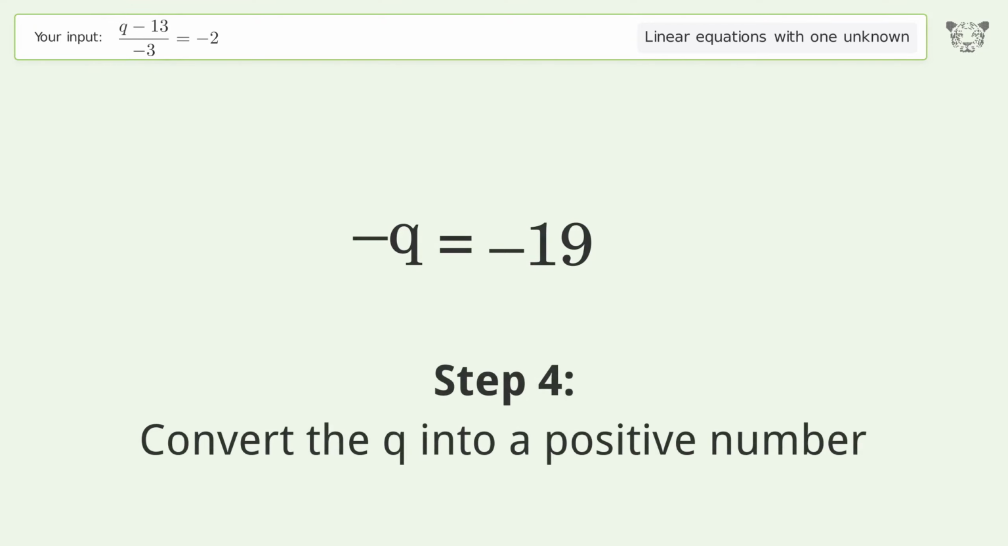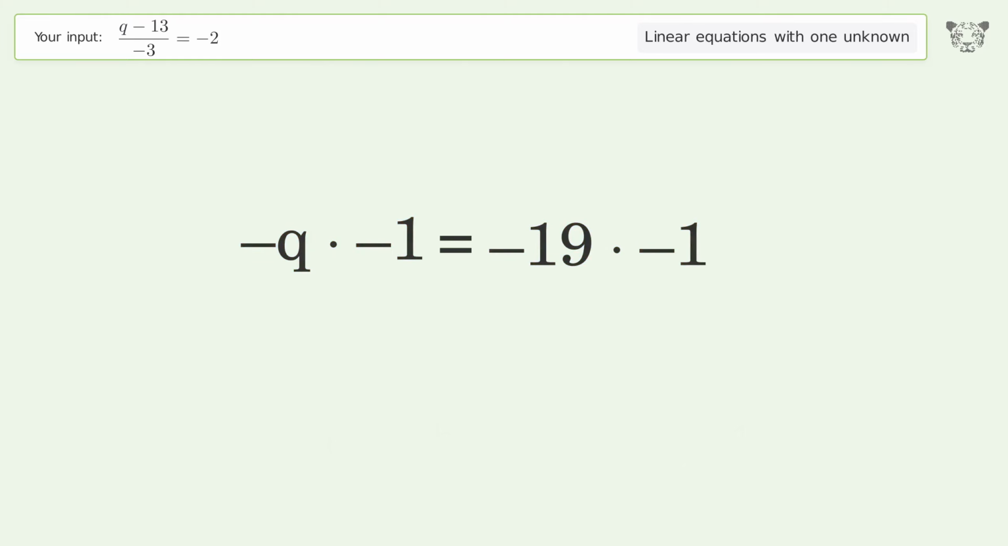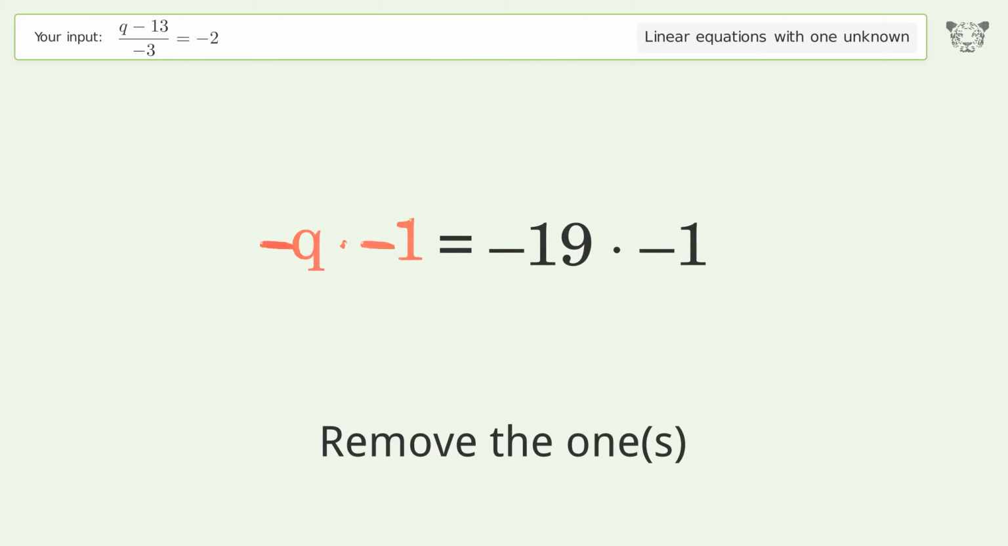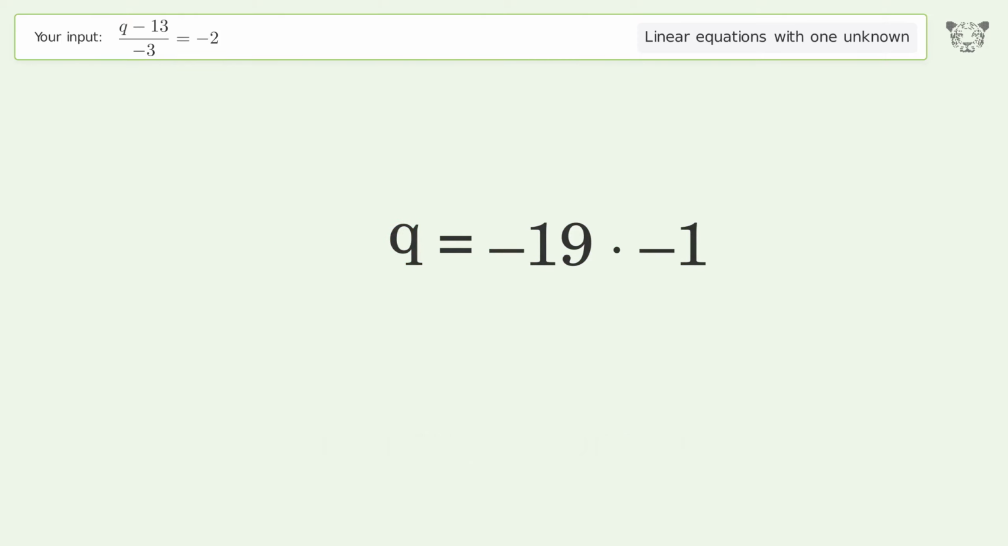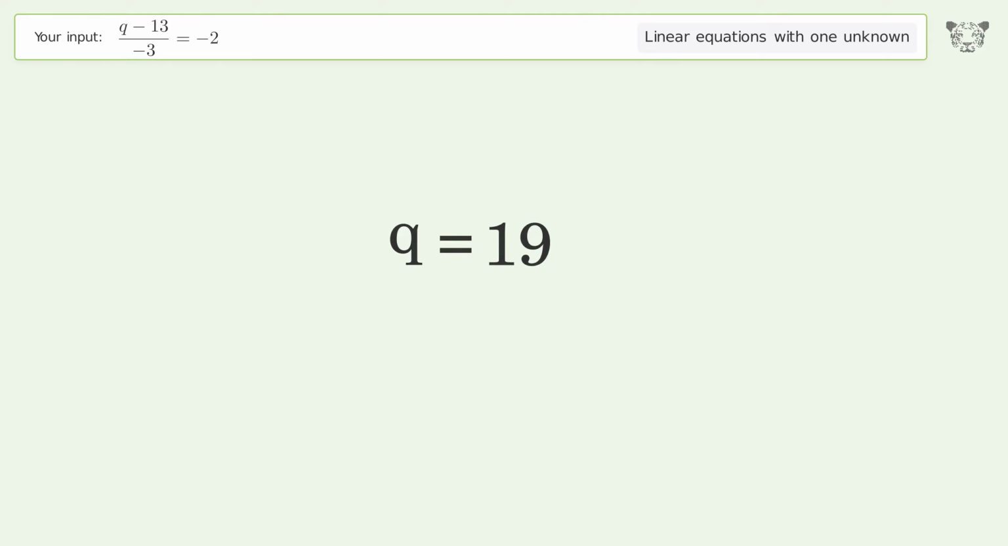Convert the q into a positive number. Multiply both sides by -1. Remove the ones. Simplify the arithmetic. And so the final result is q equals 19.